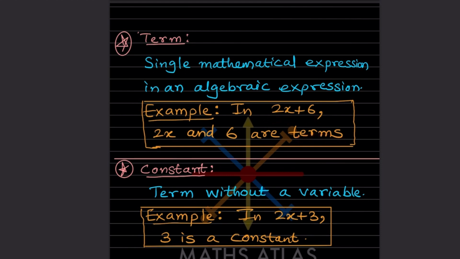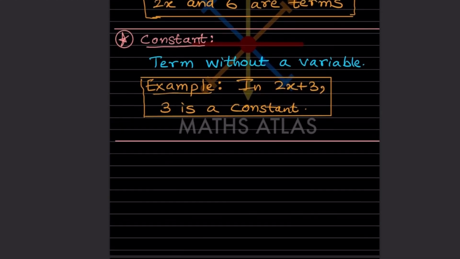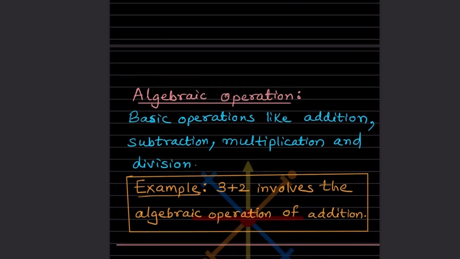Hope you got it. Now let us look at the constant. What does the constant say? It is a term without a variable. Without a variable, this is very important. When we write 2x plus 3, 2x is one term and 3 is the second term, so there are 2 terms. But 3 is alone and doesn't have a variable. So 3 is a constant.